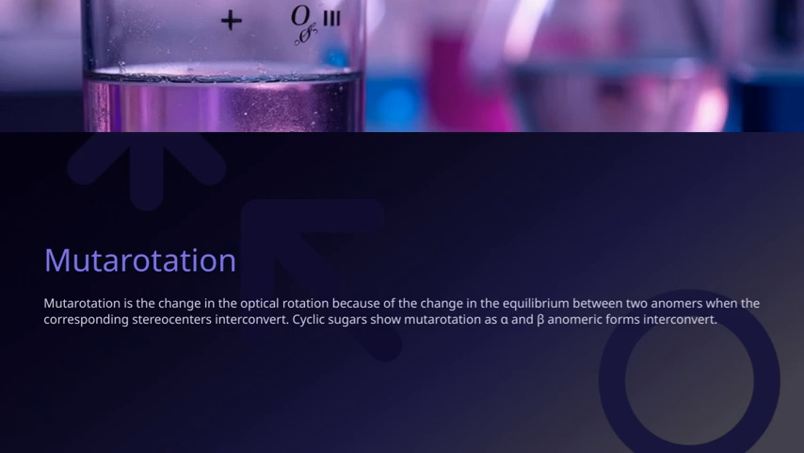in solution. Recognizing mutarotation helps us see how sugars can exist in dynamic forms, contributing to their chemical properties and reactivity. So, mutarotation isn't just a curious phenomenon. It's a fundamental aspect of sugar chemistry that ties into the larger picture of stereochemistry and molecular behavior.